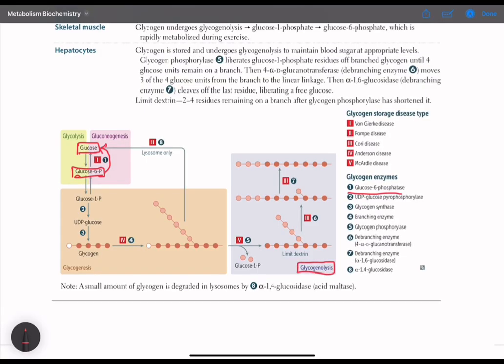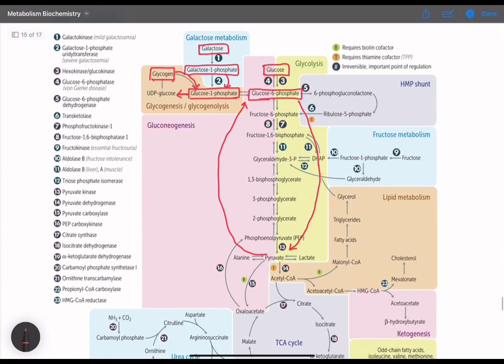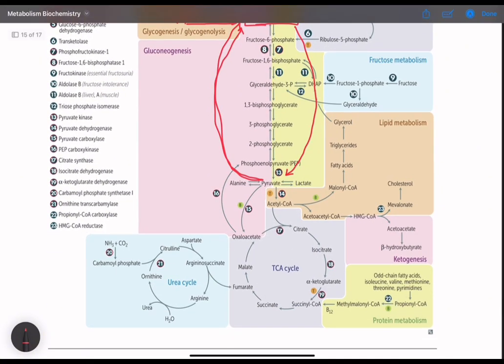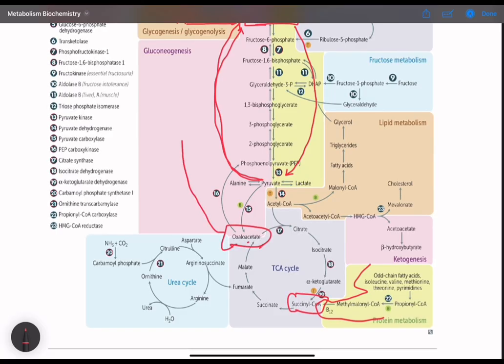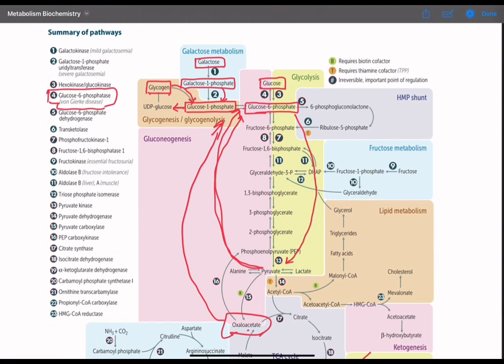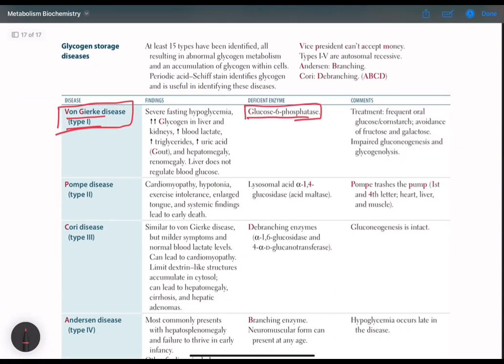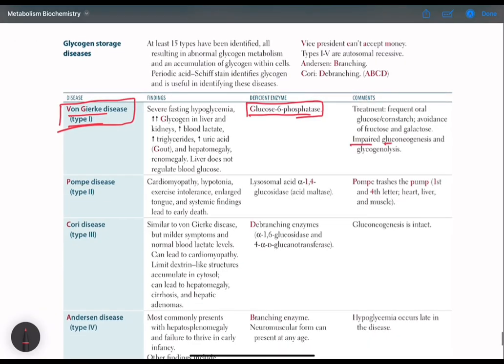But another thing besides disrupted glycogenolysis is that glucose 6 phosphatase, the fourth number, is the last step of gluconeogenesis. So whether it is the conversion of pyruvate or the odd chain fatty acids, the succinyl through oxaloacetate into glucose, all the pathways of gluconeogenesis are disrupted because this is the last step. So in von Gierke disease, we have both impaired gluconeogenesis as well as impaired glycogenolysis.